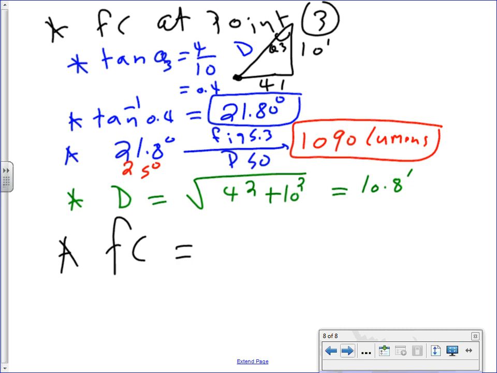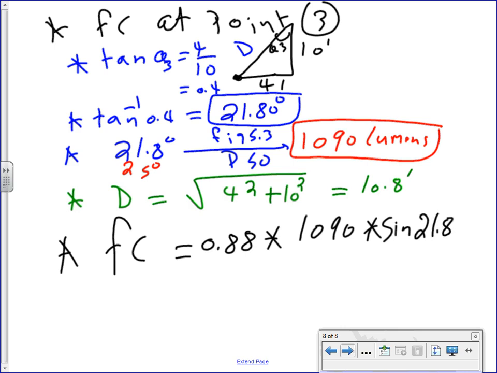Foot candle equals 0.88 times sine, what's the angle? 21.8 degrees. I need to multiply first by the lumens, which is 1090, times sine 21.8. And I'm going to divide everything by, what's the distance again? 10.8 squared. Gentlemen, I need two gentlemen to agree on a number.